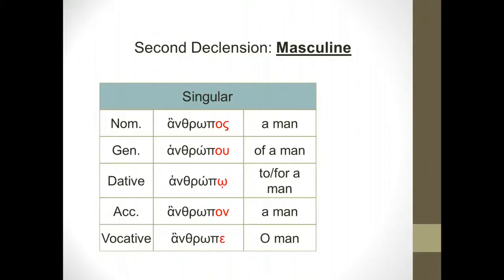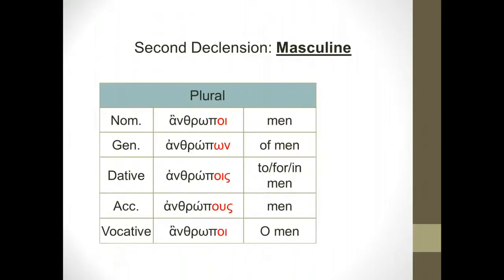If I was going to be parsing these, then because these are all singular, I would be saying that it's masculine singular nominative, a man, or masculine singular genitive, of a man, masculine singular dative, to or for a man, or masculine singular accusative, a man, or masculine singular vocative, O man. And we'll have an opportunity to look at how to parse these in just a few minutes.